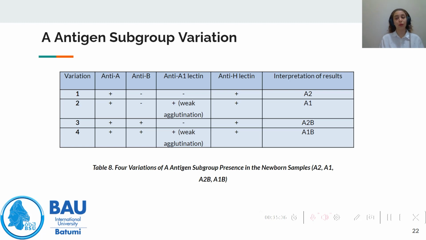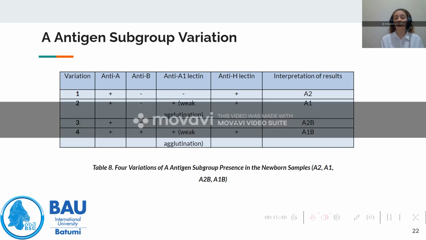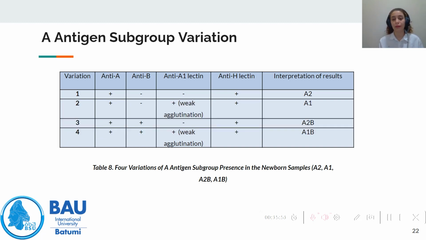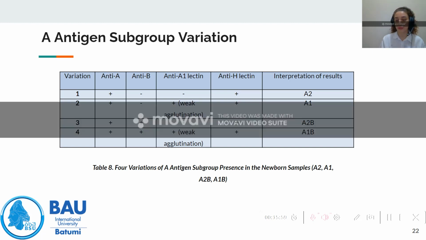So for example, in the A1 phenotype, when there was an agglutination with the anti-A1, we saw that there was this weak agglutination, not a strong agglutination. Also, same case in the AB phenotype, we saw that there was the weak agglutination when it came to the A1B group. So this may mean that the expression of the A1 antigen is weaker than the expression of the A2 antigen.